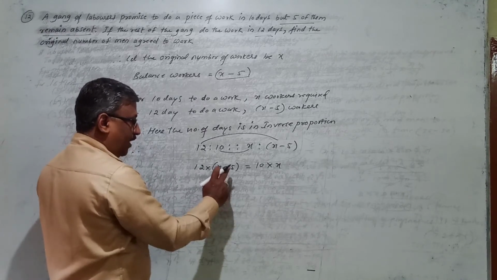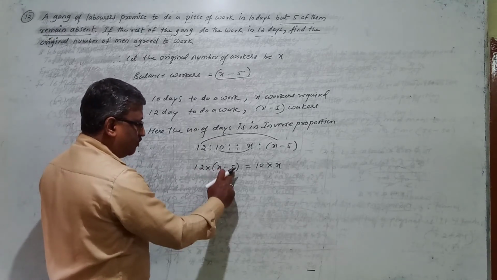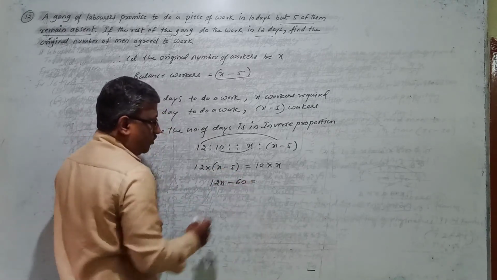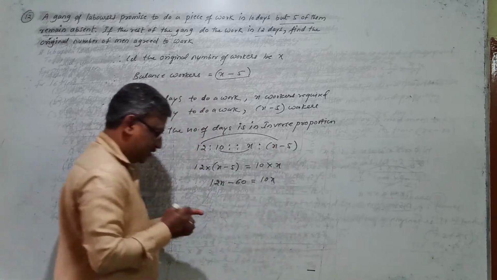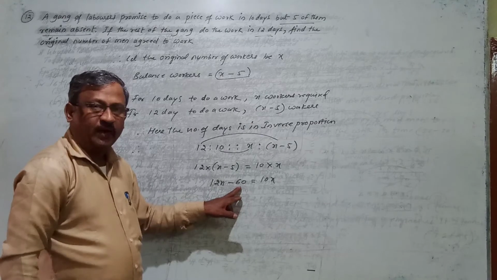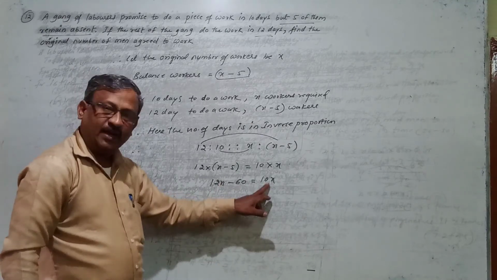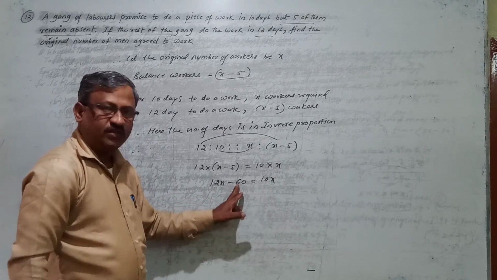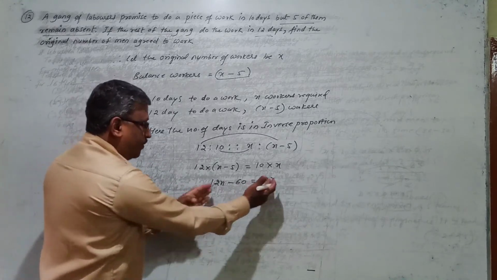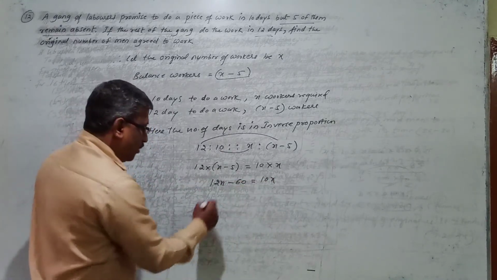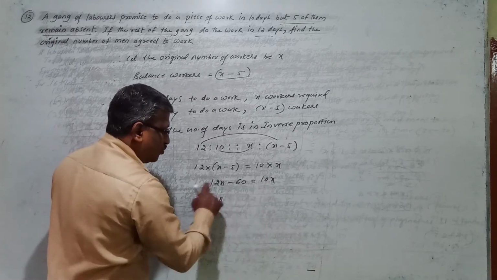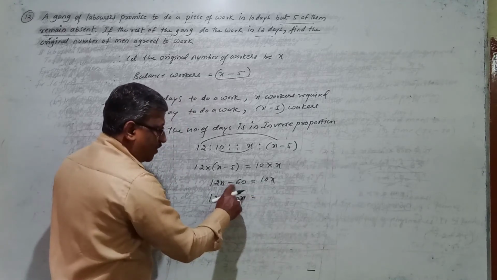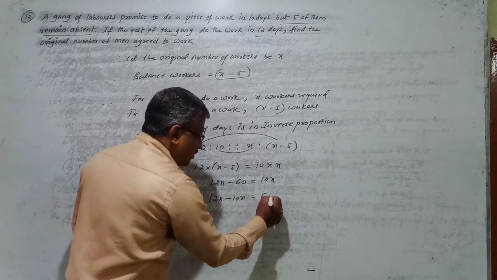First you open the bracket, and to open the bracket you have to multiply 12 to both the values. So 12 into x, you will get 12x, minus 12 into 5 is 60, equal to 10 into x, which is 10x. Now from 12x we cannot subtract 60, but 12x and 10x we can solve. To solve you have to transfer 10x to this side and transfer this 60 to that side. Means bring all x on one side and values on another side. So 12x you keep here, and bring 10x to this side, plus 10x becomes minus 10x, and minus 60 to that side becomes plus 60.